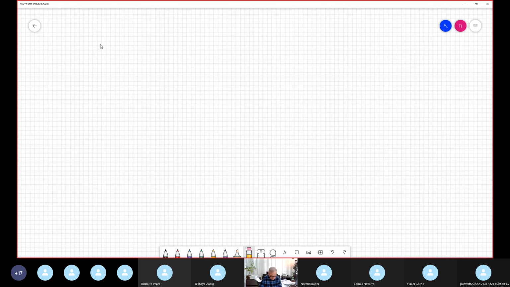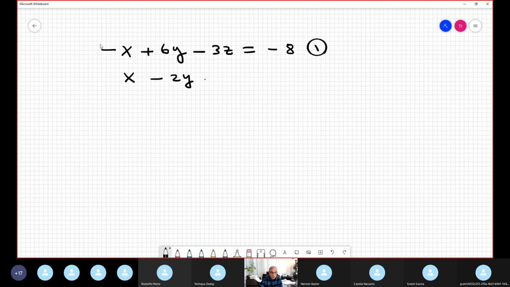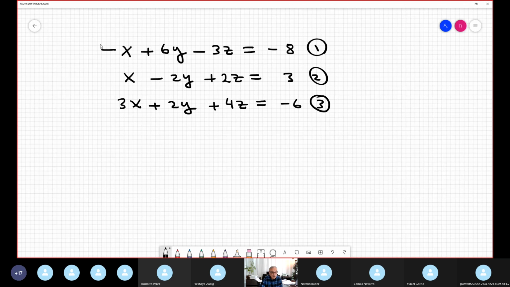Okay, suppose next example. The next example is minus x plus 6y minus 3z equal negative 5 (equation 1). x minus 2y plus 2z equal 3 (equation 2). And the last equation is 3x plus 2y plus 4z equal negative 6 (equation 3). And this is the system I need to solve.